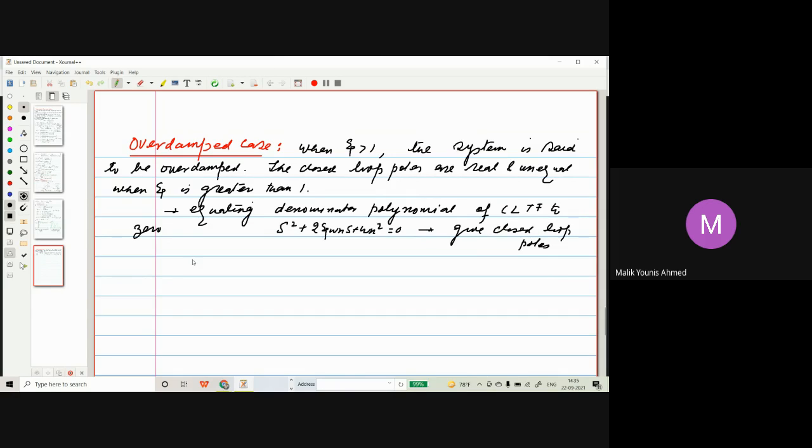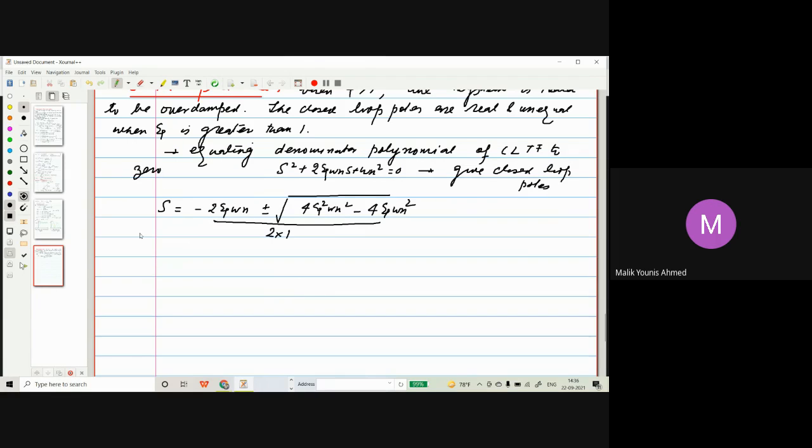So the poles will be s equals minus b, that is 2 xi omega n, the coefficient of s, plus minus under root of b square minus 4ac. Here a is 1, b is 2 xi omega n, and c is omega n square. So that will be 4 xi square omega n square minus 4ac, divided by 2a. The coefficient a is 1.